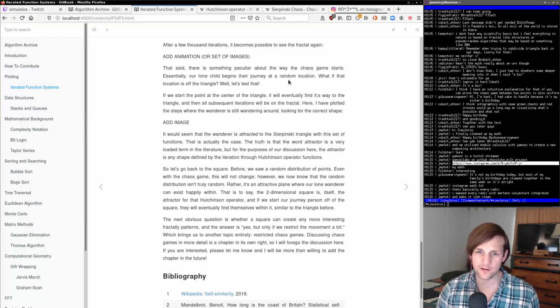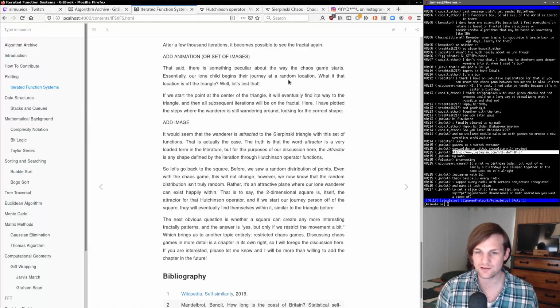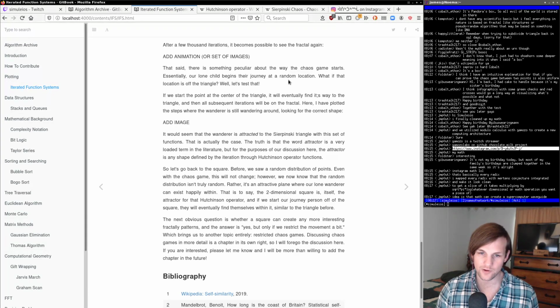So let's go back to the square. Before we saw a random distribution of points. Even with the chaos game, this will not change. However, we now know that the random distribution isn't truly random. Rather, it's an attractive plane where our lone wanderer can exist happily within. That is to say, if the two-dimensional square is itself the attractor for that Hutchinson operator, and if we start our journey person off on the square, they will eventually find themselves within it. Similar to the triangle before.